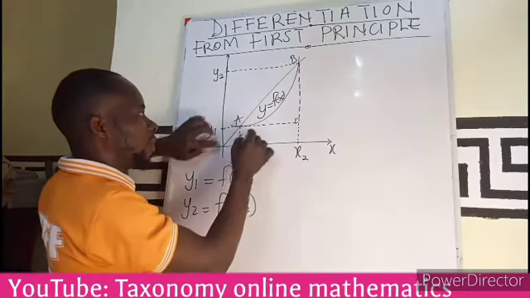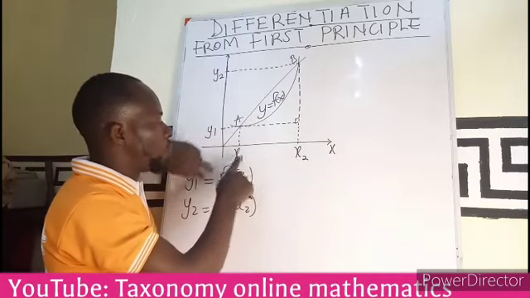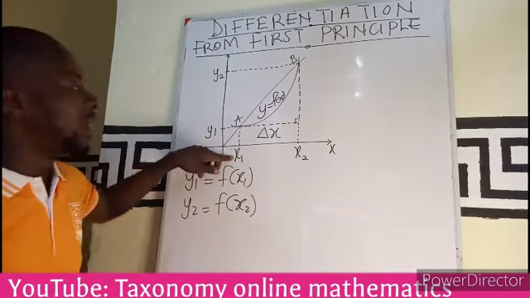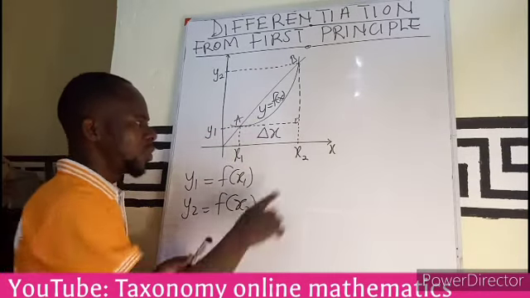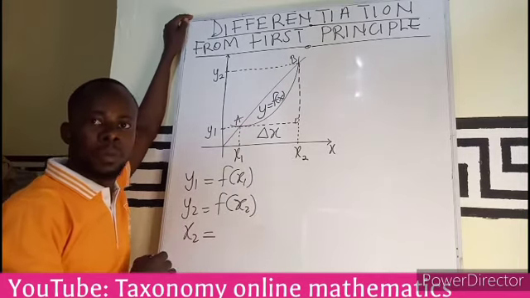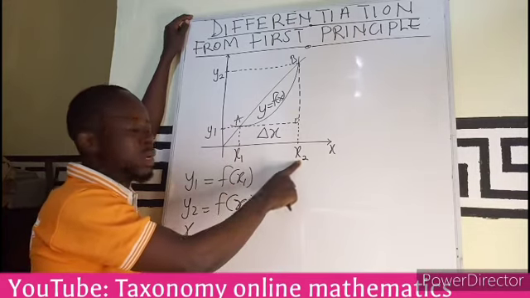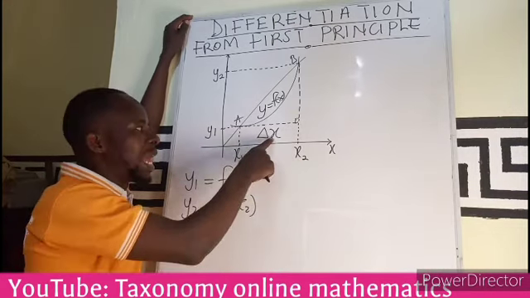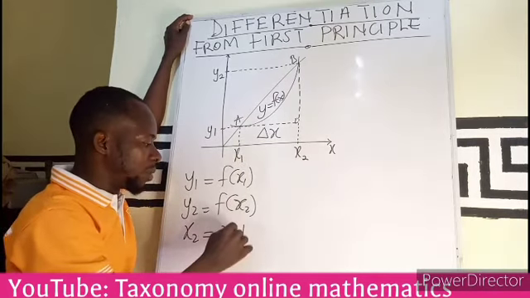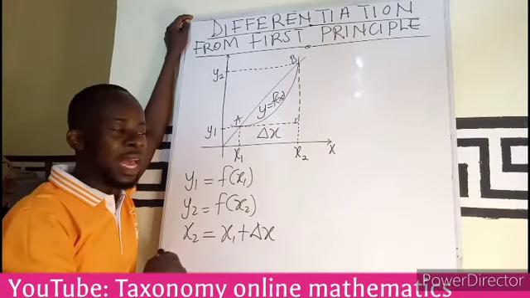Now we know that from here to here is a change between x2 and x1. We use this to represent the change on the x-axis. So if I'm looking for x2, x2 simply means that I am adding the distance from here to here. So it means x1 plus the change on the x-axis. That's the small change on the x-axis.